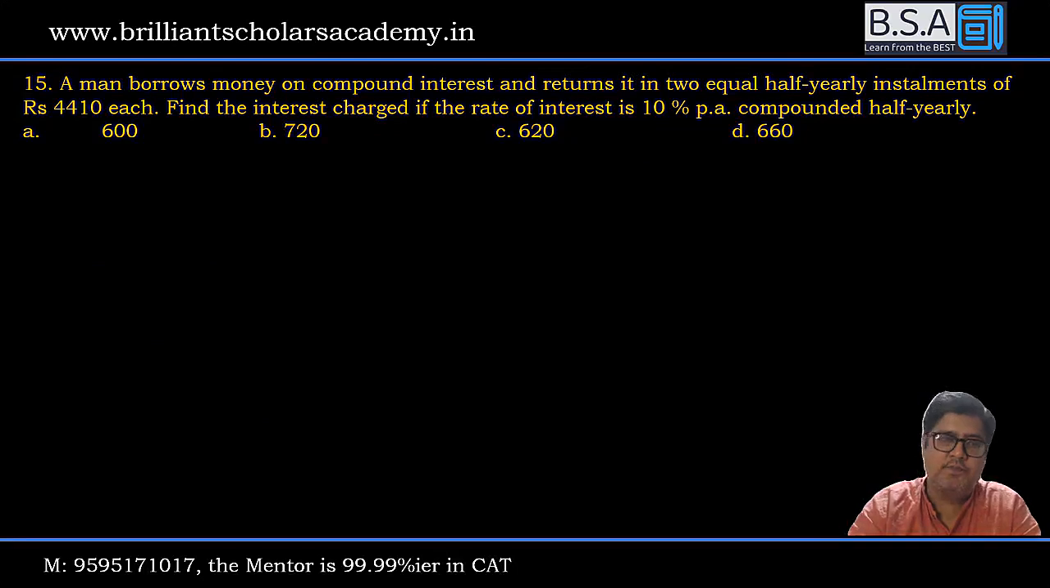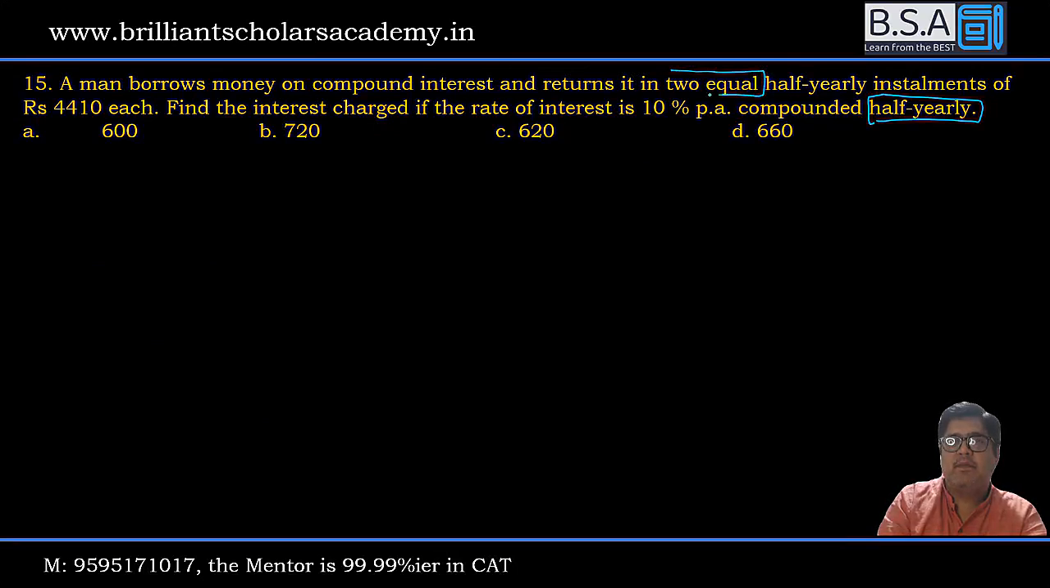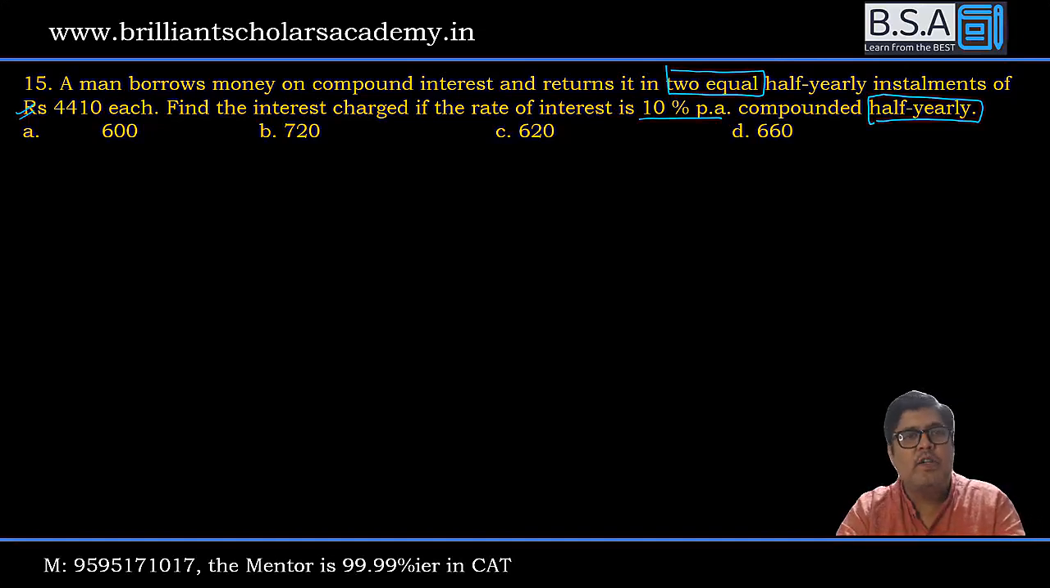Give it a shot. A small variation. The payment is half yearly. How many? Two payments are there. Compounded 10% per annum. Go on. The question is find the amount of interest charged.